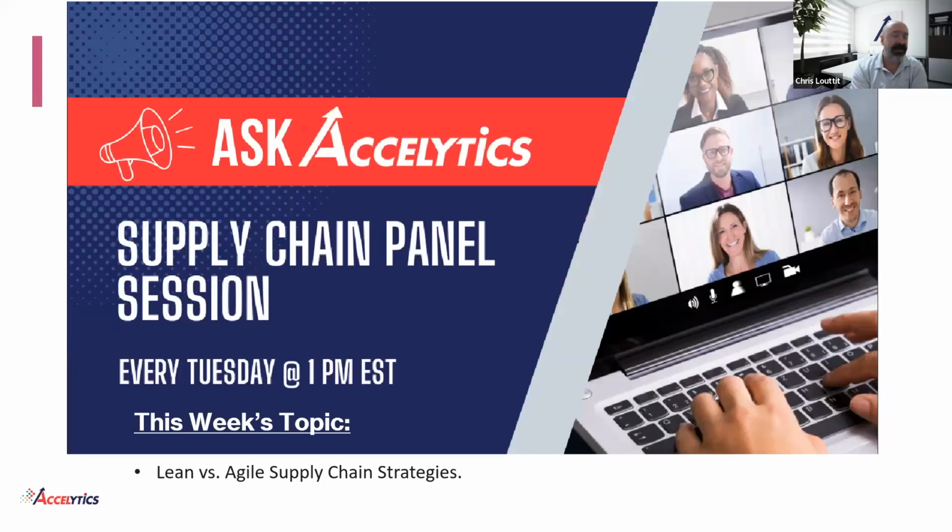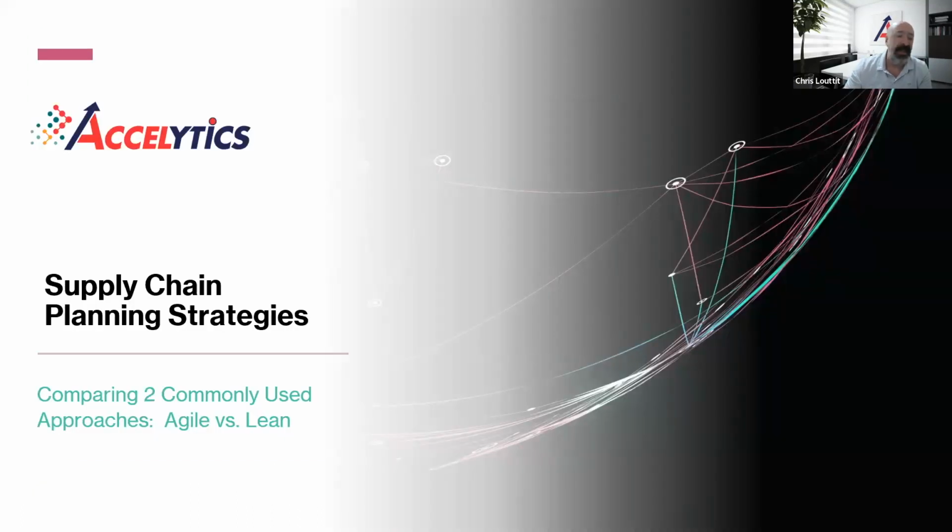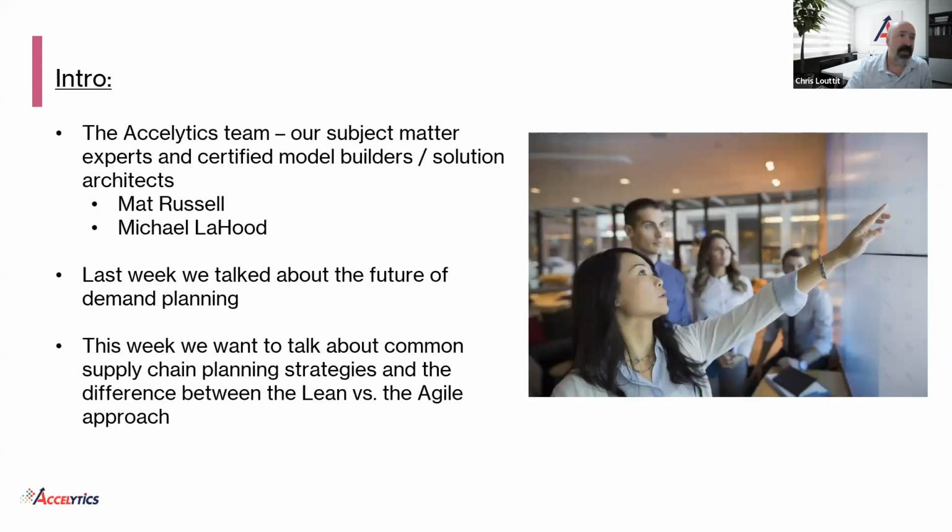This is the Ask Accelytics supply chain panel. And today our topic is comparing the Agile versus the Lean supply chain planning strategies. So first we'll start off by defining what the various methods are and then going into the differences and comparing them against each other. So first, a quick introduction of our Accelytics team.